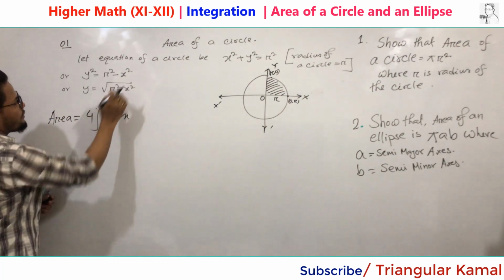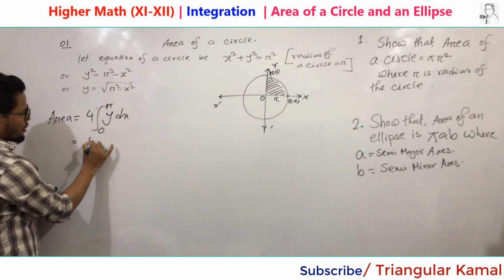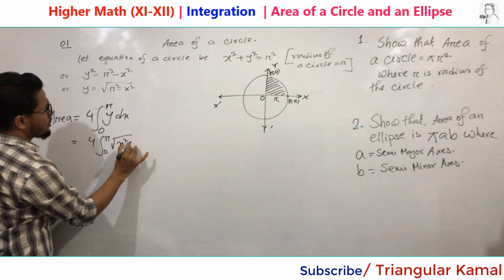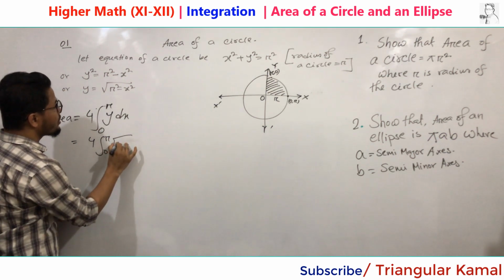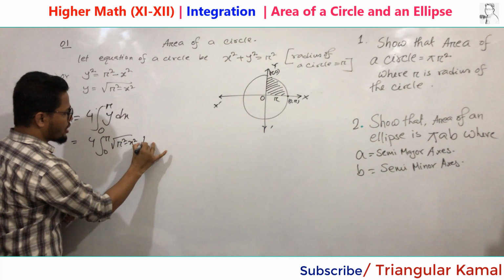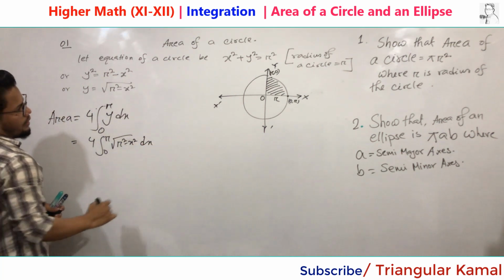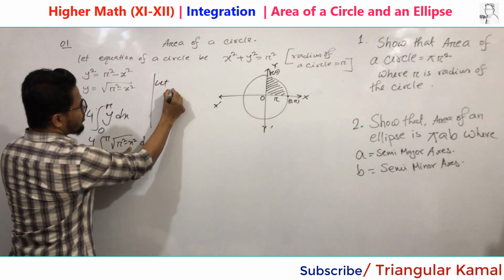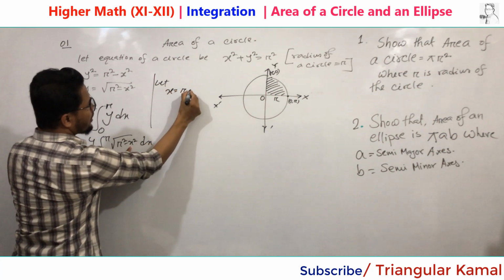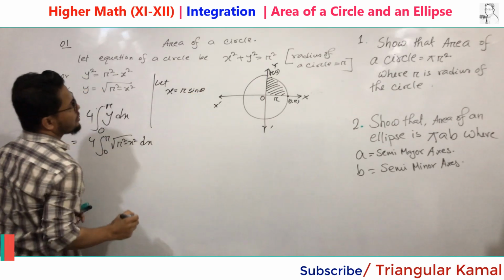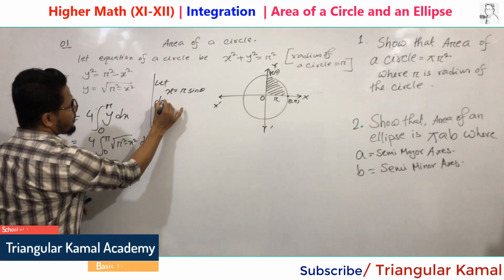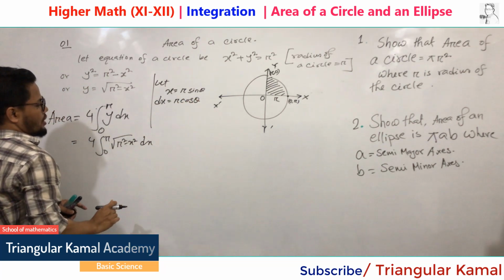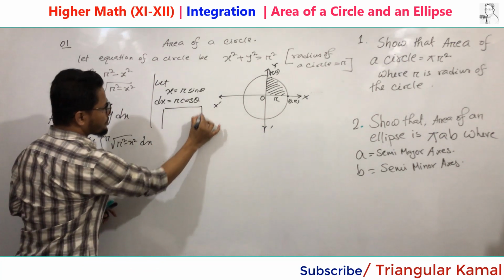Okay, now put the value of y here. 4 times the integral from 0 to r of the square root of r square minus x square dx. Just let x equal r sin theta. Now differentiating, dx will be r cos theta d theta. And the integration limit.